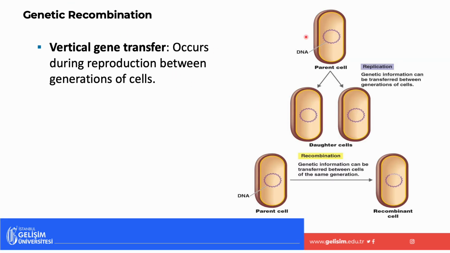Right, vertical gene transfer. Vertical gene transfer is the transmission of genetic material from one parent to offspring during reproduction. The process occurs during the replication and division of cells, and this is what's responsible for passing on genetic information from one generation to the next. And it's the primary mechanism for maintaining genetic continuity within a species over time.